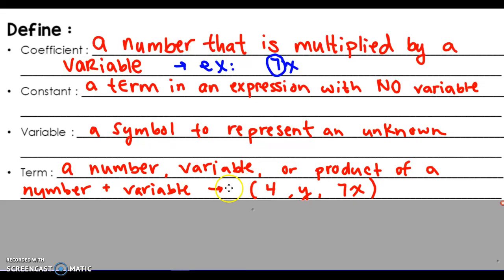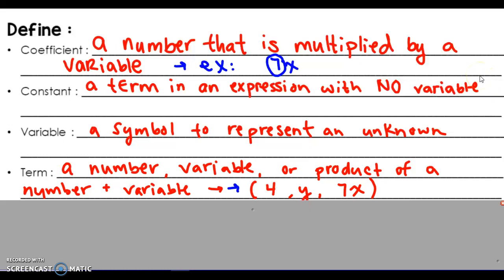And so in my parentheses right here, I just wrote one of each of those for you. You could have a number, or that constant that I have here is 4. You could have a variable like your y, and then you could have a product, so something like 7 times x, a number and a variable. All of these are different types of terms. And we're going to see all of them at different points during this unit and study with our expressions.